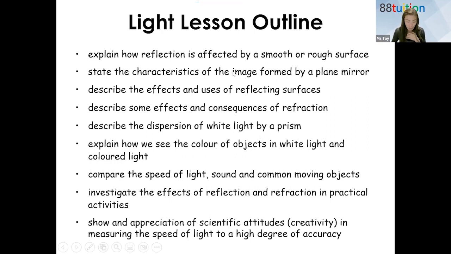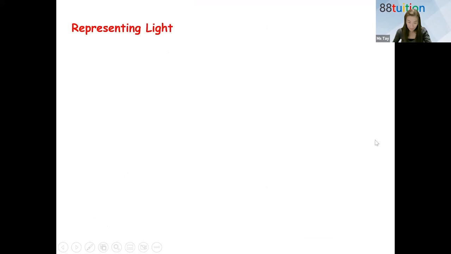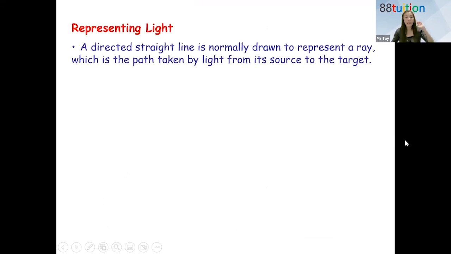The most important part is, of course, the first seven points at the top. The other two are more of activities you'll be doing in school. All right? So represent light. How do we represent light? We actually use straight lines to represent light rays.